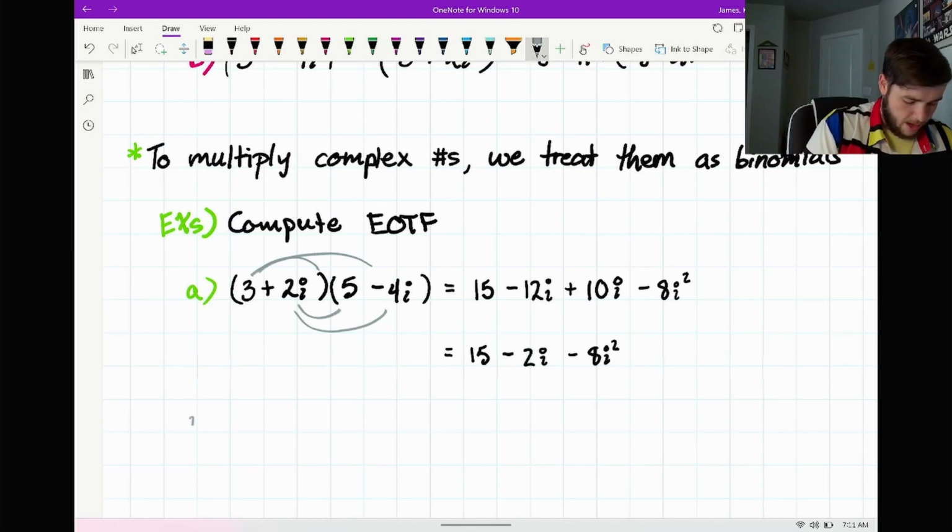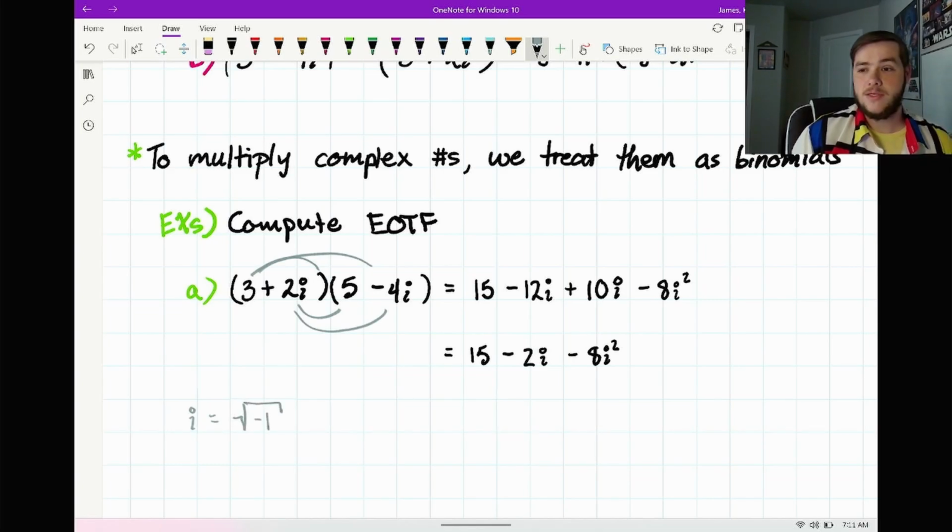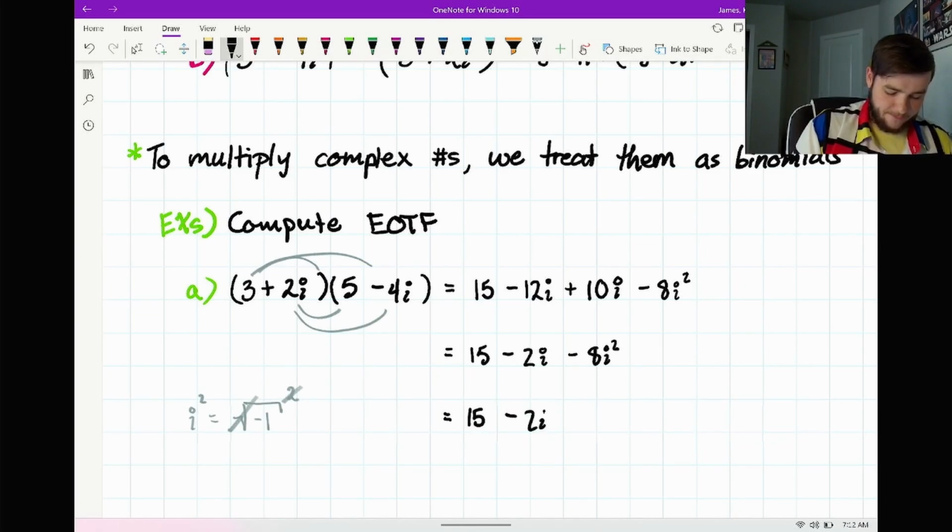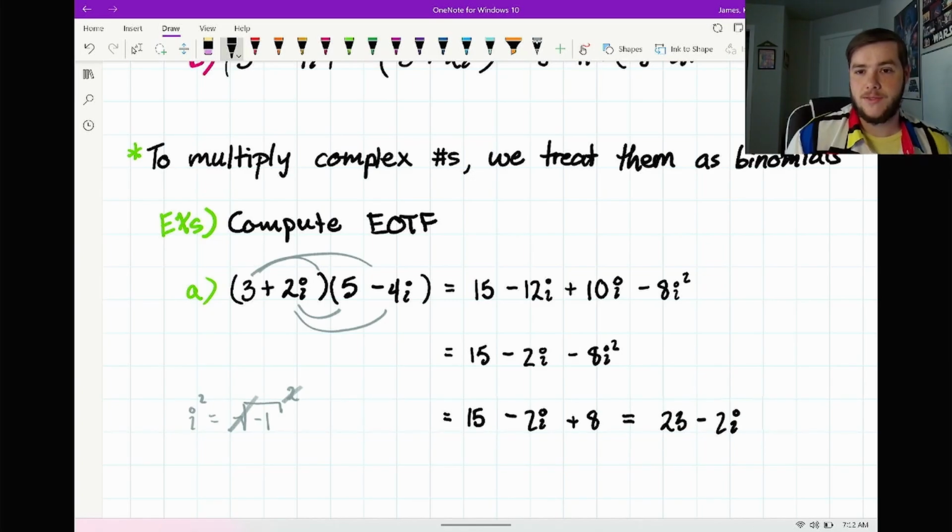Remember, i is the square root of -1. So i squared is the square root of -1 squared. These two cancel out, and I'm left with just -1. So I can simplify further to 15 minus 2i minus 8 times -1, or plus 8. And now I have two more like terms to combine, giving me 23 minus 2i as the final answer.